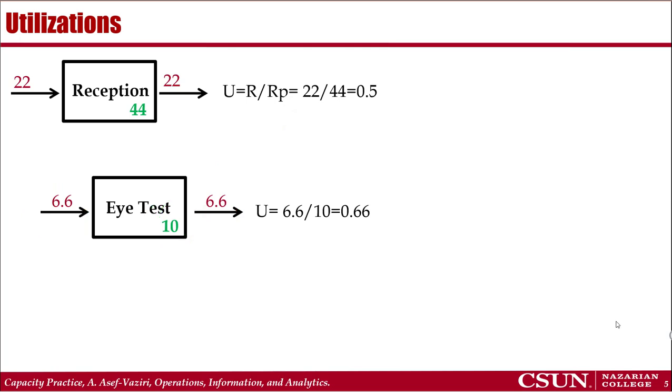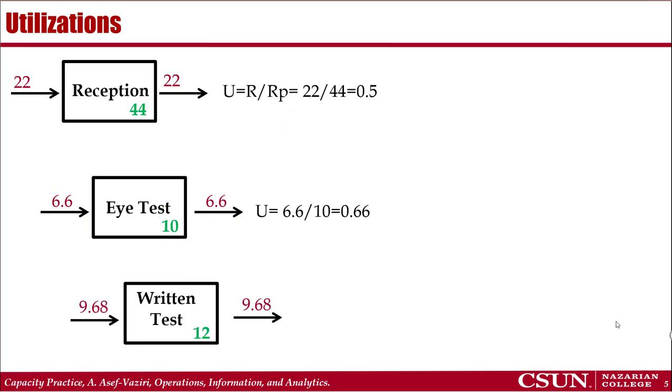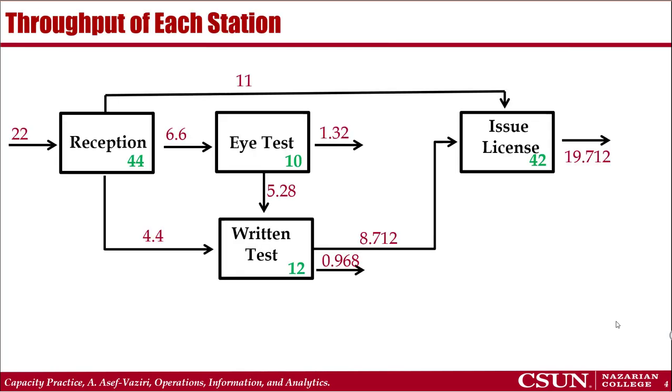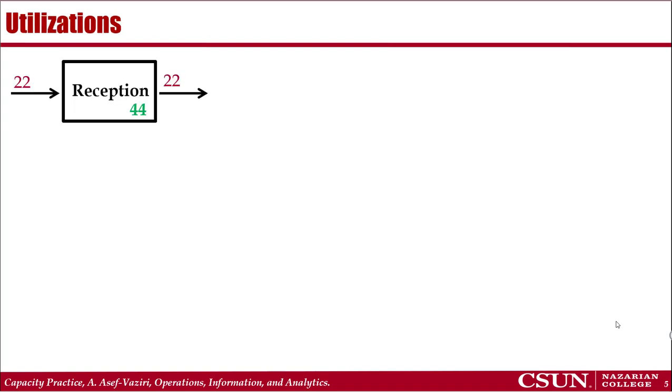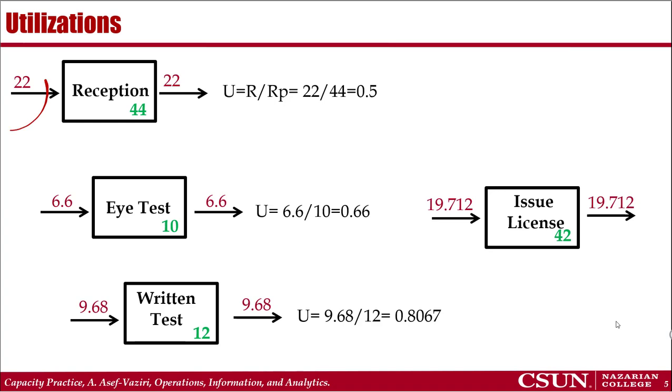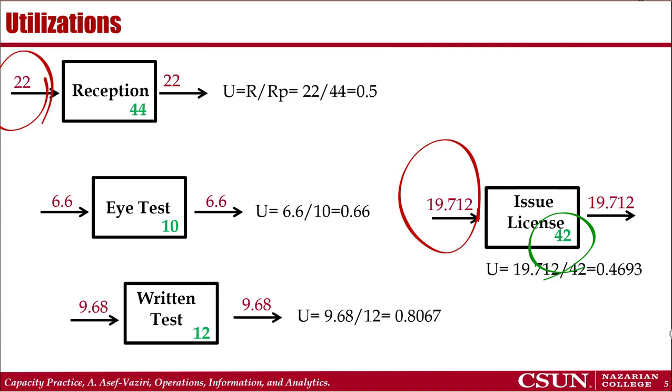The next place is the written test. Capacity is 12. What passes that process is 9.68, and therefore utilization is 0.8 something. And for the final process, out of 22, only 19.712 passed that process, and the capacity of that process is 42. And therefore utilization is 0.46.